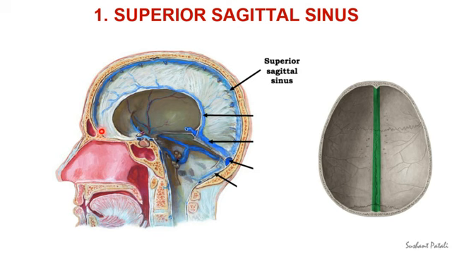As the sinus passes backwards, it gradually increases in size and it lodges in a groove on the vault of the skull. So it is triangular on cross section. On reaching the internal occipital protuberance, the sinus deviates usually to the right side and is continuous with the right transverse sinus. Sometimes it deviates to the left, or it may also bifurcate to terminate in both right and left transverse sinuses.